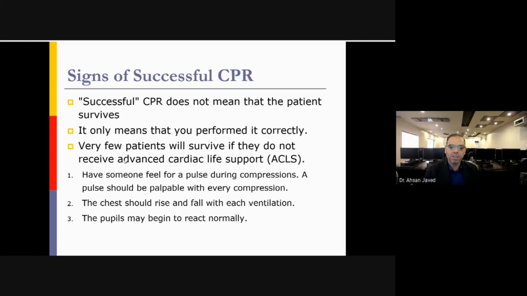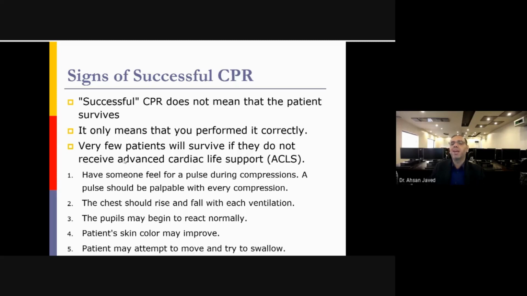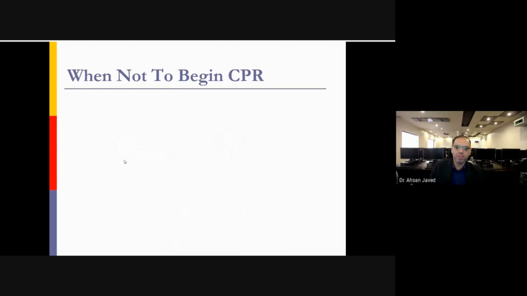In case of an adult, the pupils may start to react normally, and the patient's skin color may start improving with successful CPR. Eventually, the patient may attempt to move his arms, may attempt to swallow, may regain consciousness, and may try to produce some body movements.